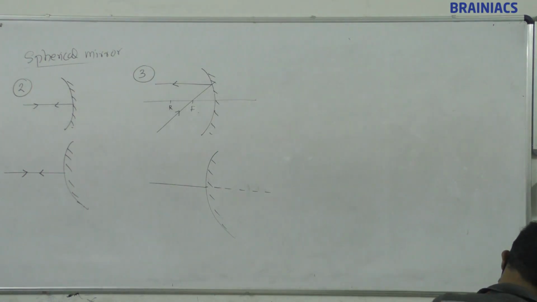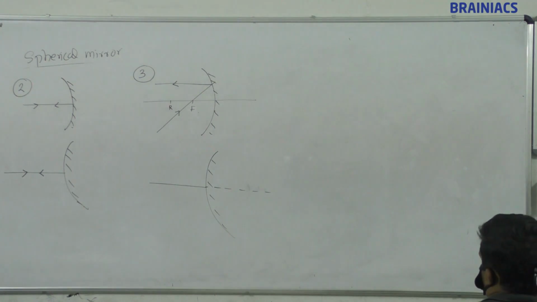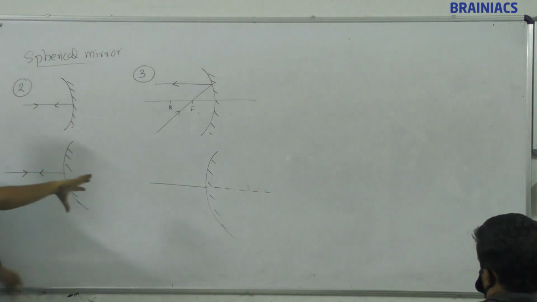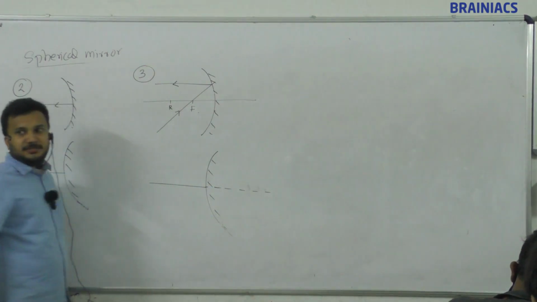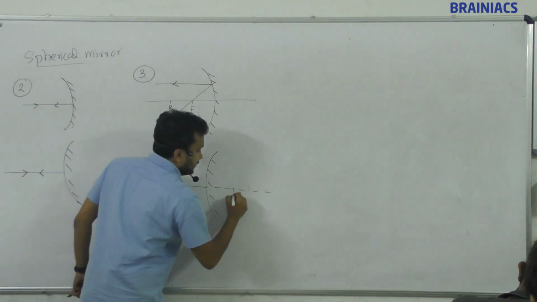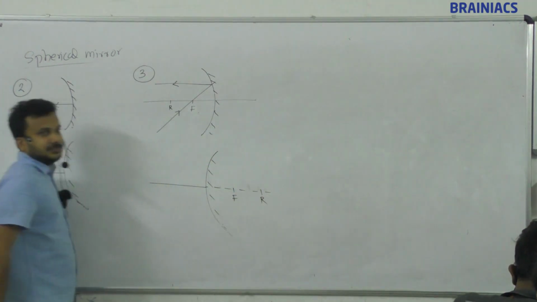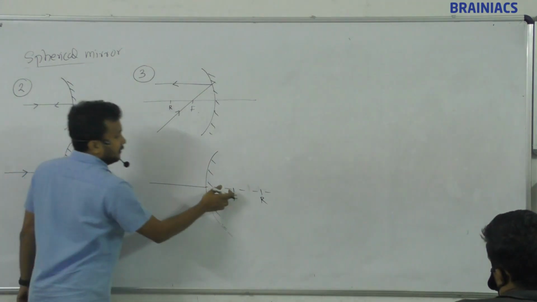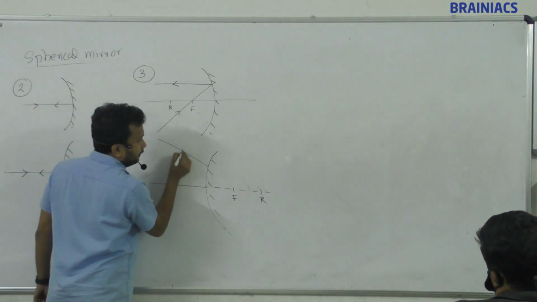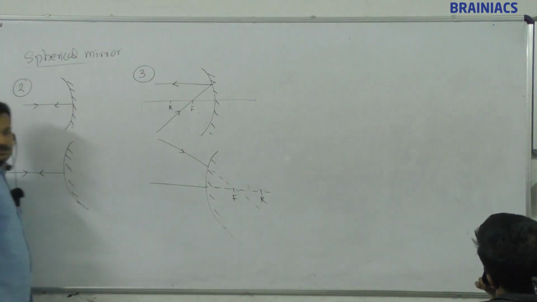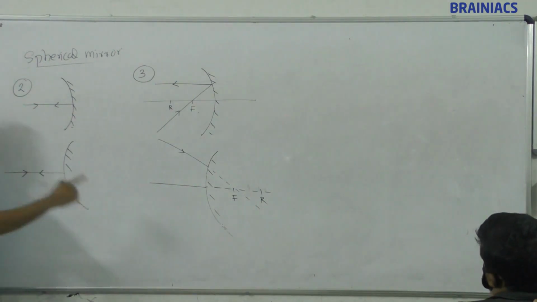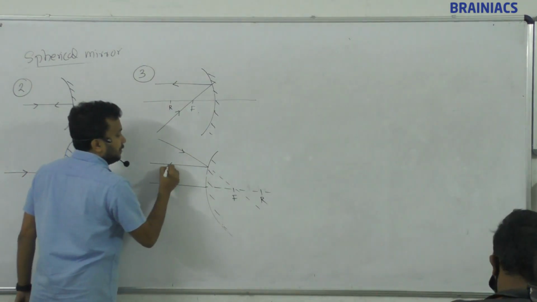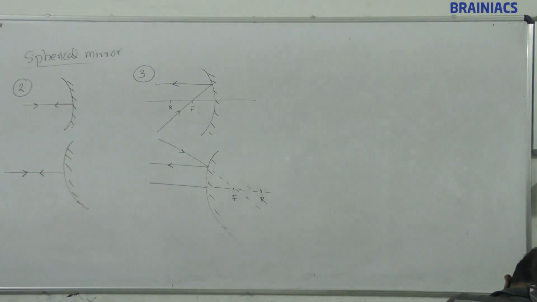Convex mirror, how should it come? Where is the focus? On the right side, within the circle, right? Within the circle only the radius of curvature and focus are located. So here this is F and this is the center of curvature. The ray is coming toward the focus, or passing through the focus if you extend it. After reflection, what will happen? It will pass parallel to the principal axis.